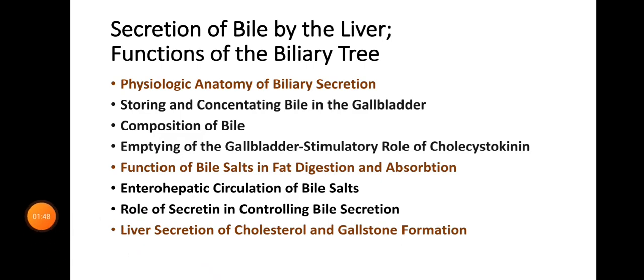Physiologic anatomy of biliary secretion. Bile is secreted in two stages by the liver. Number one, the initial portion is secreted by the principal functional cells of the liver, that is the hepatocytes. This initial secretion contains large amounts of bile acids, cholesterol, and other organic constituents. It is secreted into minute bile canaliculi that originate between the hepatic cells. Right?